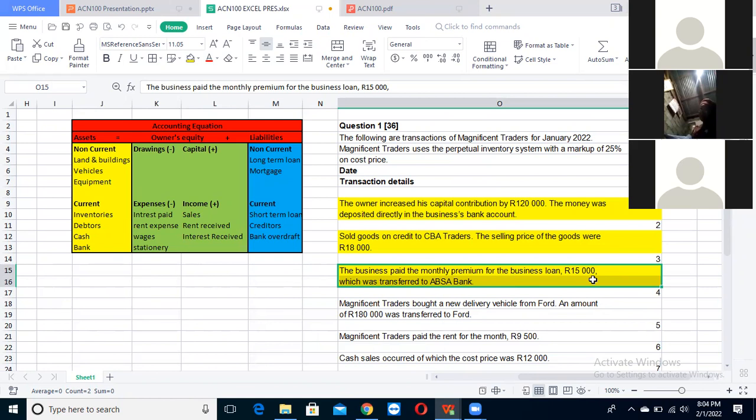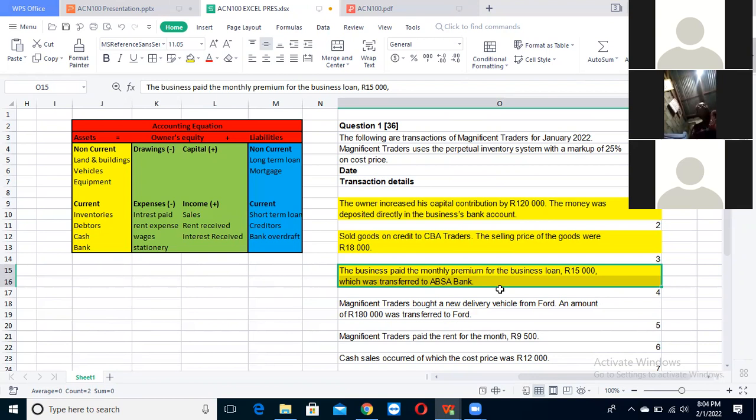Suppose we borrow 50,000 from Absa Bank. When we repay that loan, we are not going to pay 50,000 at once. We are going to pay particular small amounts over a period of time. Those amounts are called premiums, and we pay them either on a monthly basis, on a quarterly basis, or on a yearly basis. It all depends on the agreement of the loan.